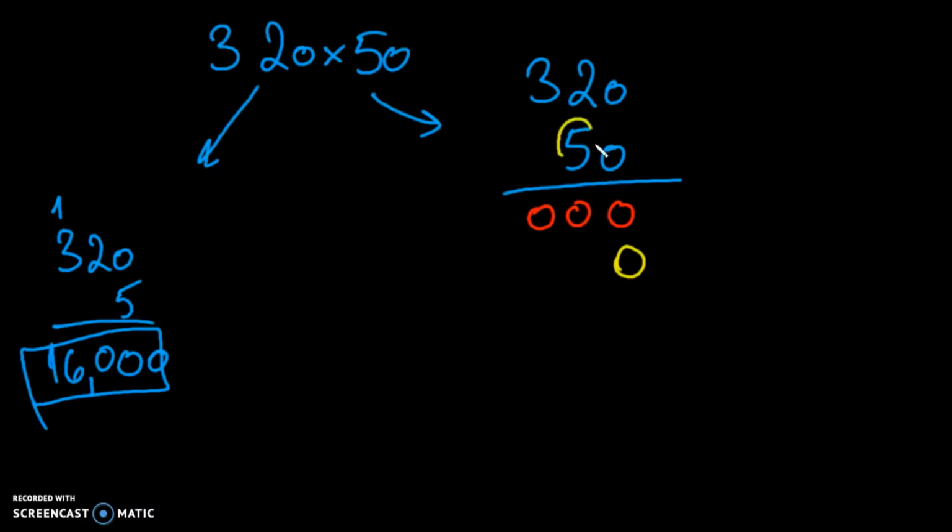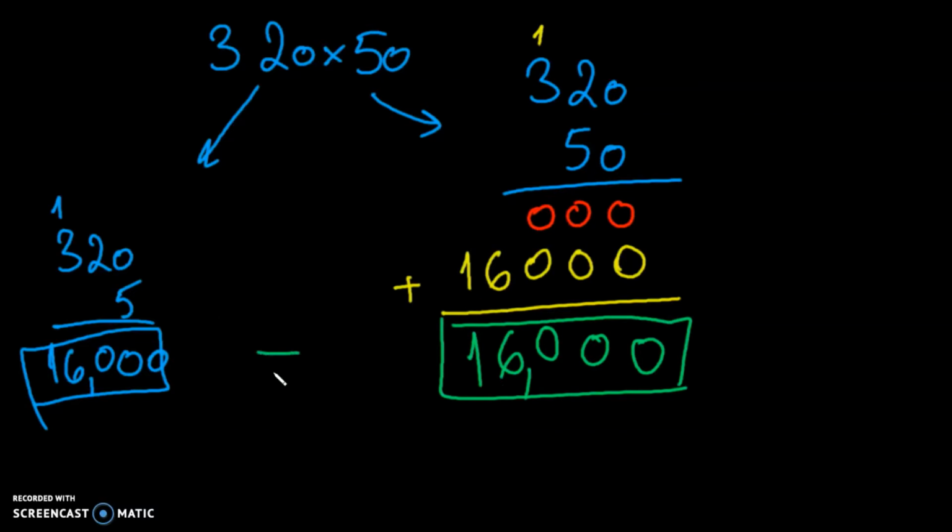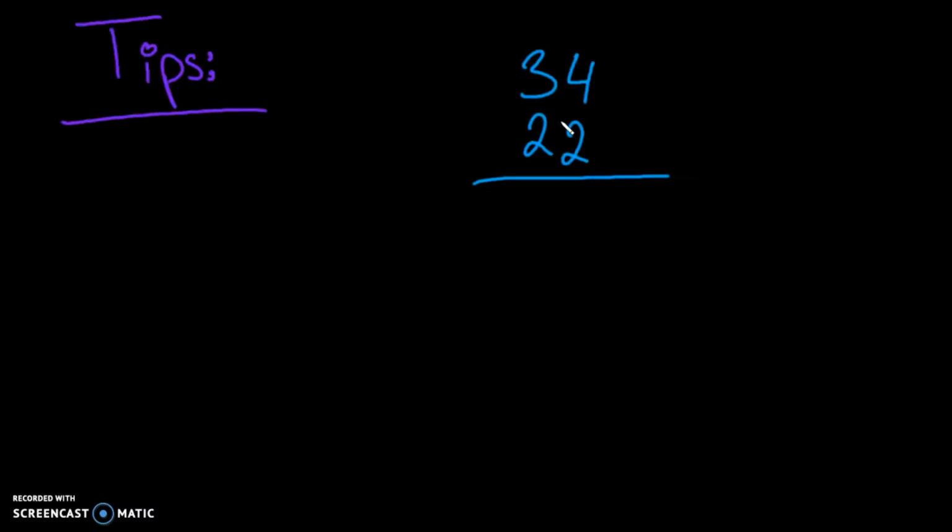And now we multiply. 5 and 0, 0. 5 times 2 is 10. So 10. 5 times 3 is 15, and we add 1. You get 16. At the end, we add both numbers. 0 plus 0 is 0. 0 plus 0 is 0. 0 plus 0, 0. 6 plus 0 is 6. 1 plus 0 is 1. And we get the same answer both ways.